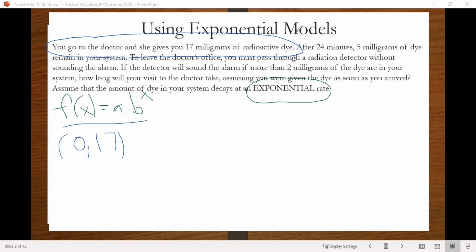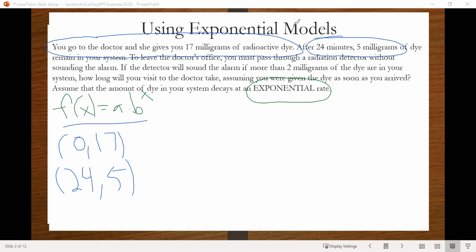Let's think about what that means, right? We're told that you're given the dye as soon as you arrive, so does that make sense why this 0 is here? Right, because it happens at time 0. And at time 0, the amount of dye in your system is 17 milligrams. Then looking at the other pieces of information we're given, we're told after 24 minutes there are 5 milligrams. So that tells us we'd have the point (24, 5).